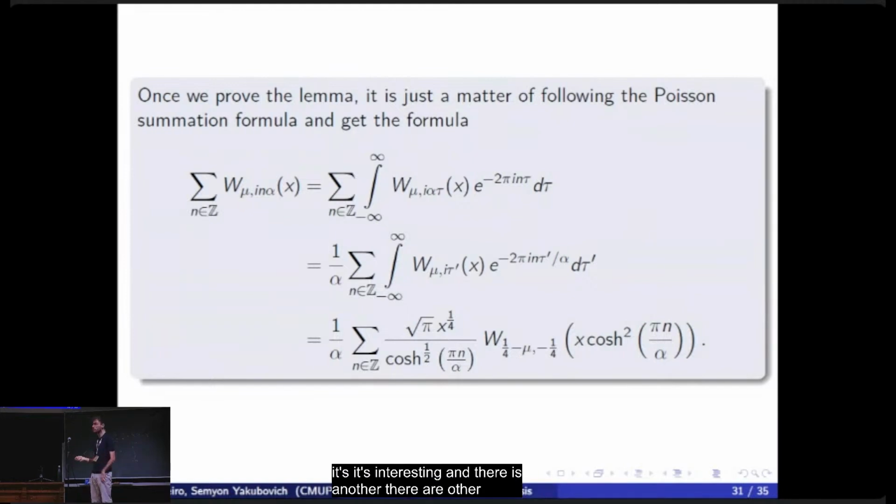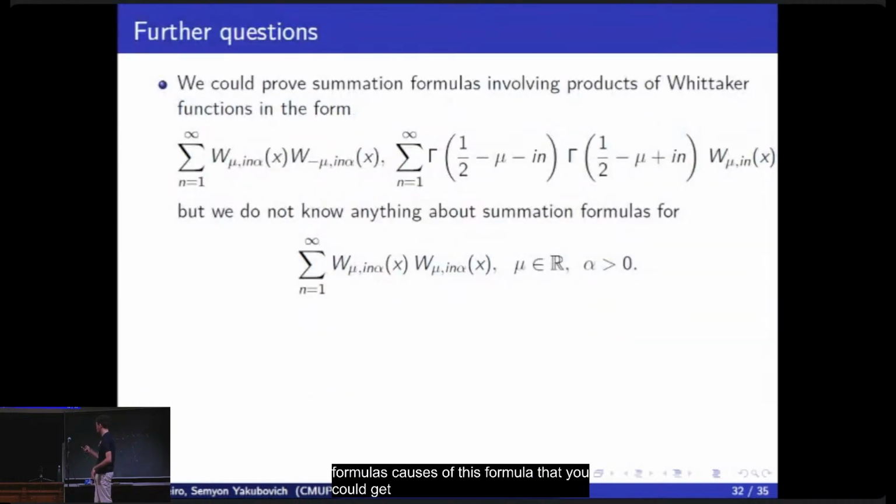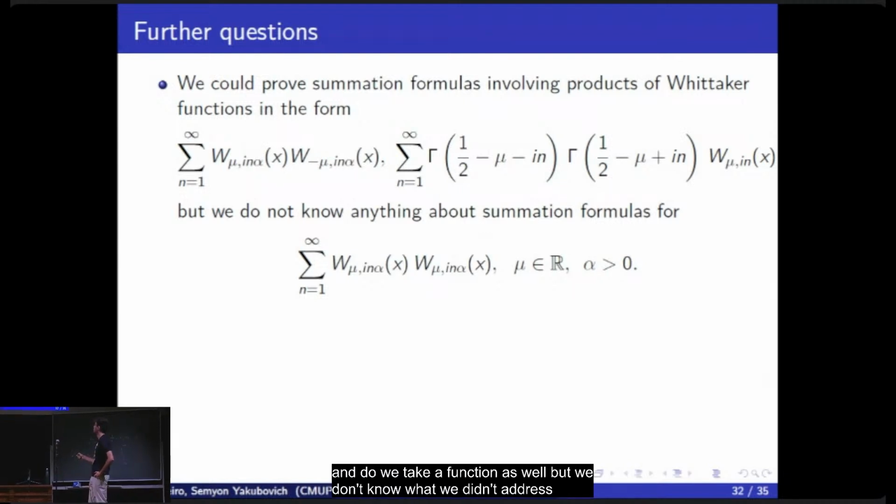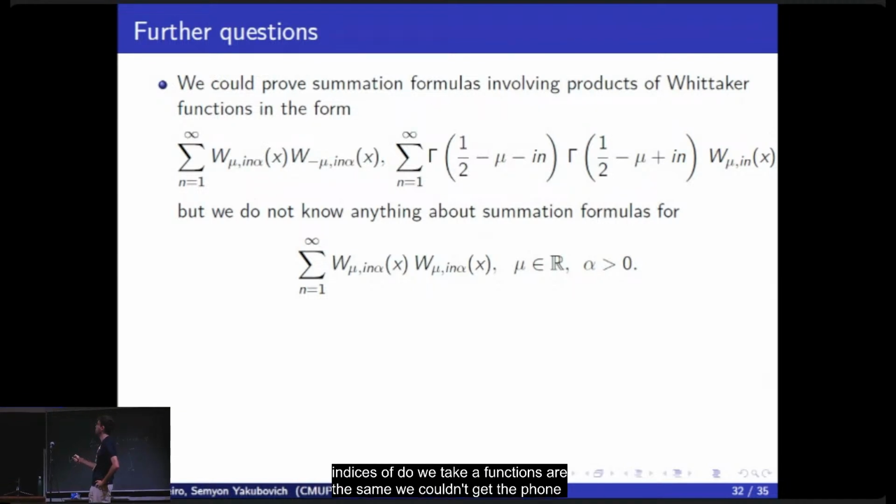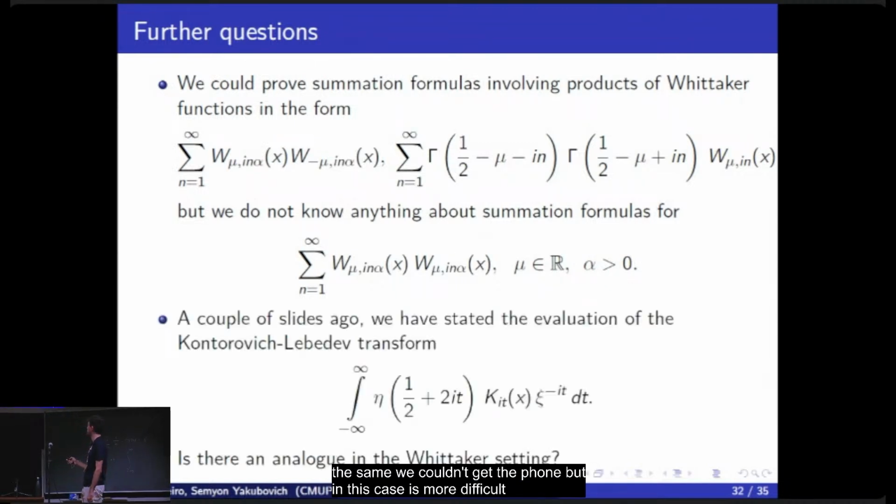But it's interesting, and there are other familiar formulas, cousins of this formula, that you could get. For instance, we could get formulas with respect to the index of products of Whittaker functions, and then products of gammas and the Whittaker function as well. But we didn't address the case when the indices of the Whittaker functions are the same. We could get a formula when the first index of both Whittakers is symmetric. We could get a formula for that. But in this case, it is more difficult. It's much more technical.